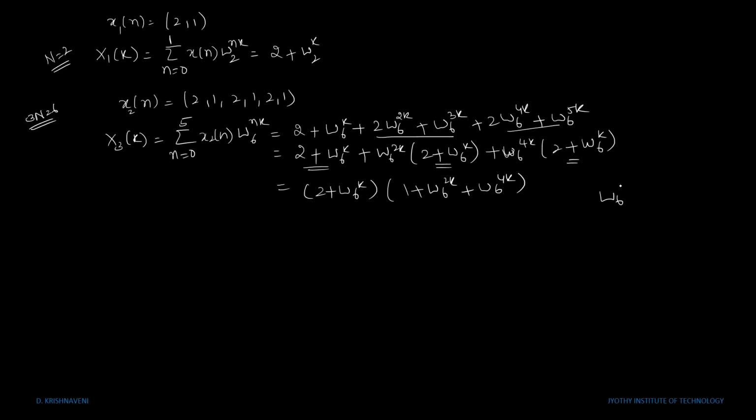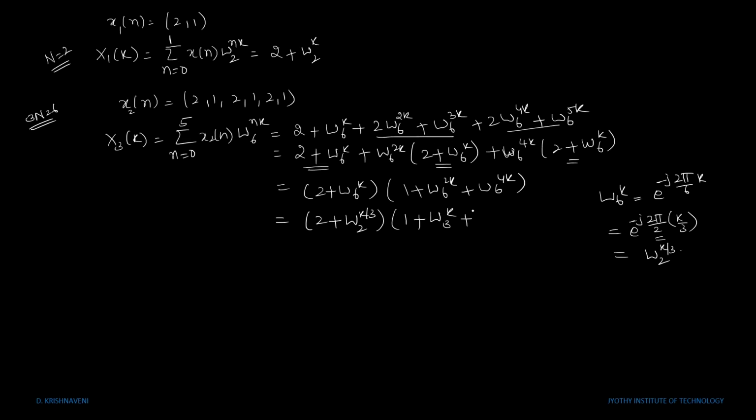Now W_6 to the power of k is e to the power of minus j 2 pi by 6 into k. We can write this as e to the power of minus j 2 pi by 6 can be written as 2 into 3. So this can be written as minus j 2 pi by 2 into k by 3. That is W_2 to the power of k by 3. So 2 plus W_6 to the power of k can be written as W_2 to the power of k by 3, into 1 plus W_6 to the power of 2k will be W_3 to the power of k. W_6 to the power of 4k will be W_3 to the power of 2k. Just 4 2s are 2 3s.